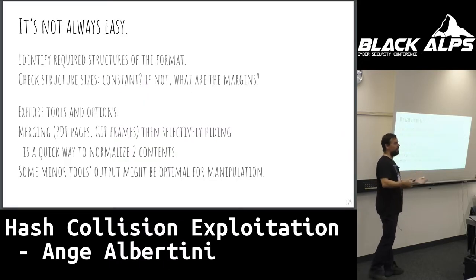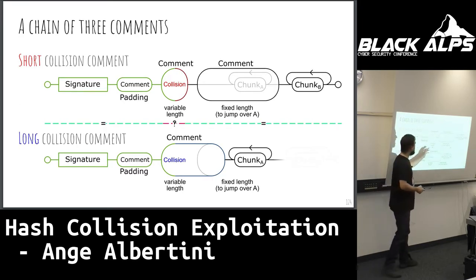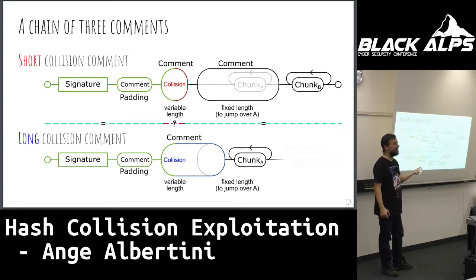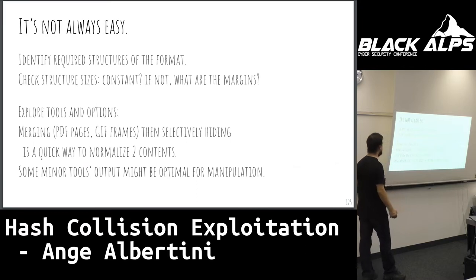You have to know what can vary and by how much, because sometimes the comments cannot cover the whole length you want. On GIF, a comment's length is stored on 1 byte, which is like 255 characters. It's very small. On JPEG, it's 2 bytes. On PNG, 4 bytes. You can jump wherever you want. So that's why there are very few restrictions for PNG, and that's the one we were going to exploit.